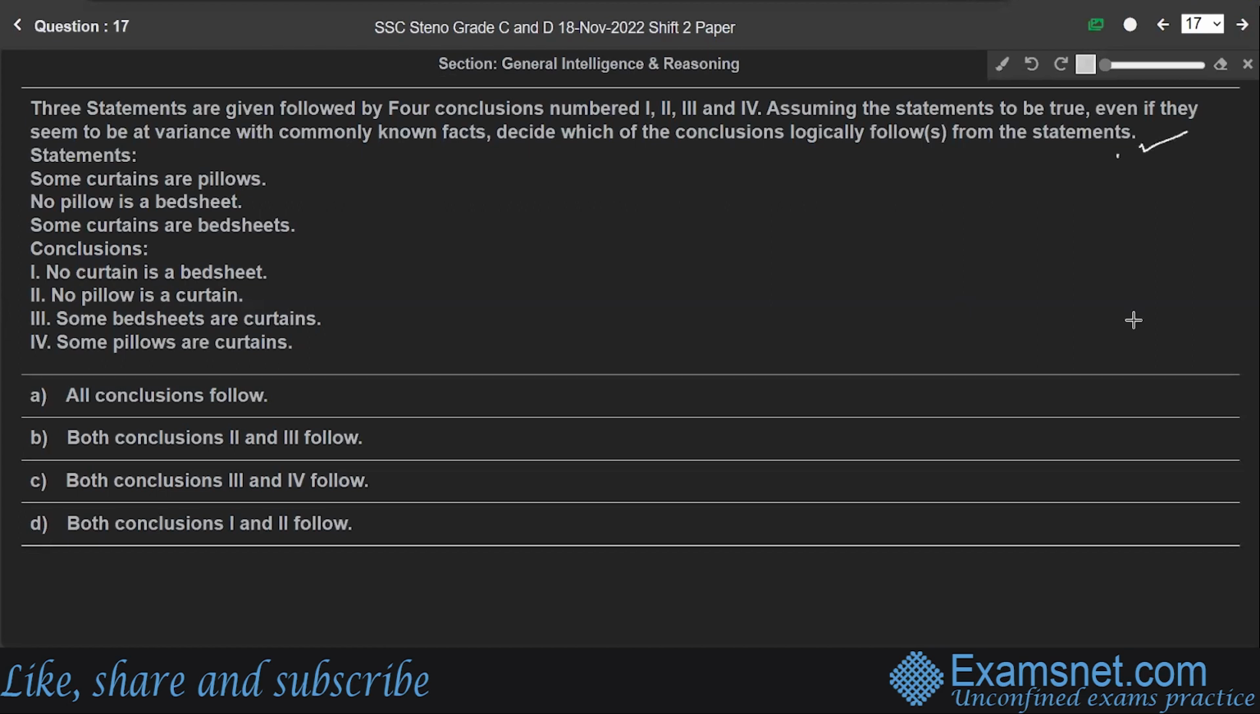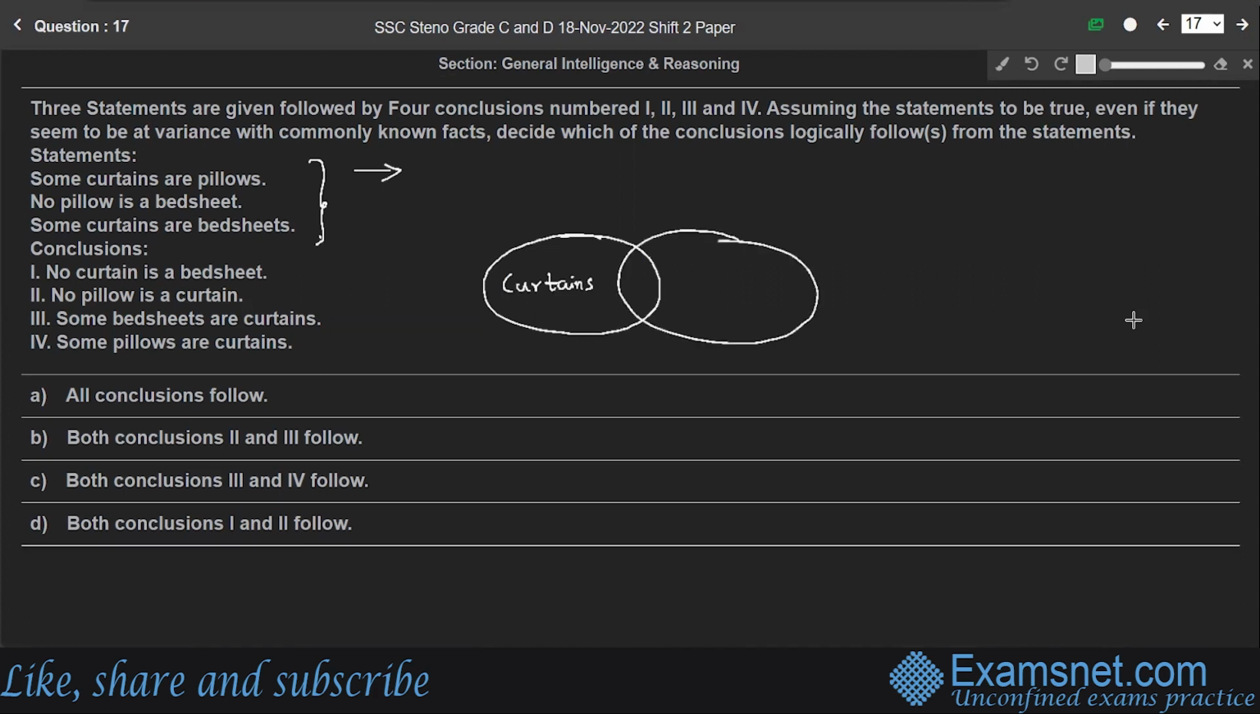Question number 17. Three statements are given followed by four conclusions numbered 1, 2, 3, and 4. Assuming the statements to be true, even if they seem to be at variance with commonly known facts, decide which of the conclusions logically follow from the statements. For that, we'll consider the given statements in the form of Venn diagram. Some curtains are pillows. So we'll consider set of curtains. This is set of curtains. Some curtains are pillows. Therefore, set of pillows will be like this.